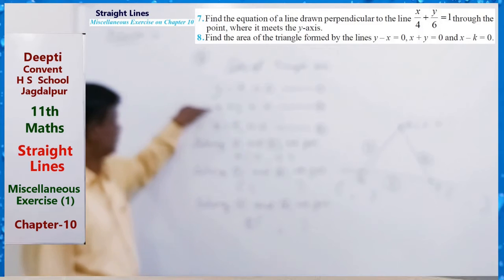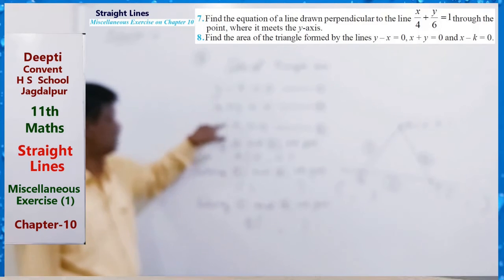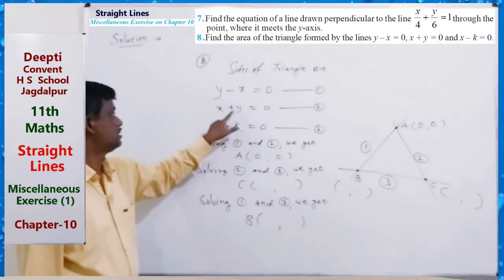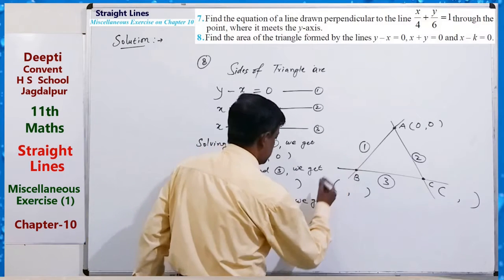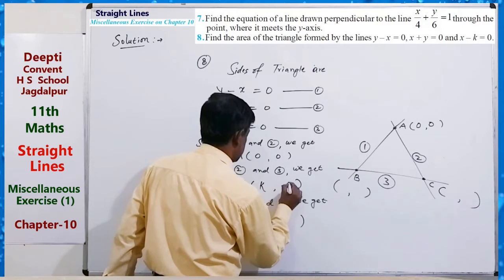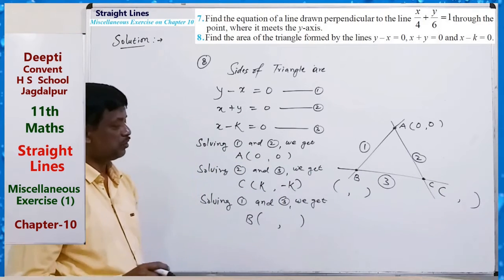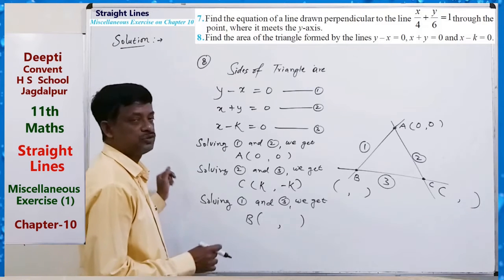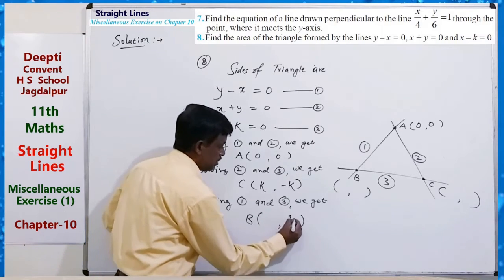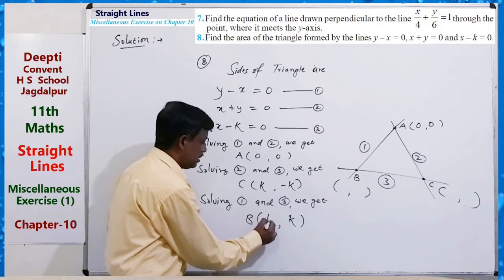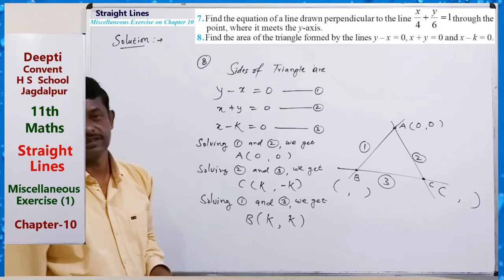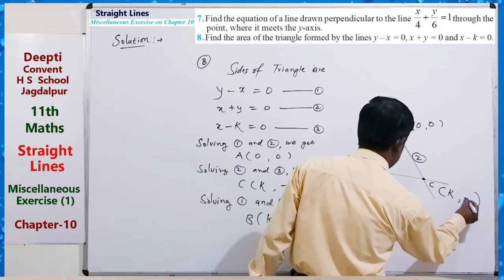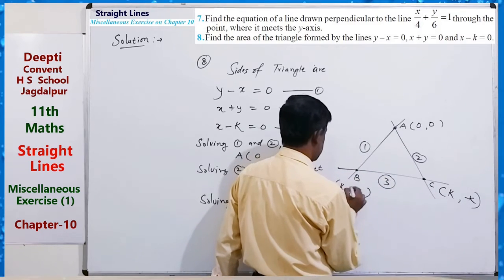Just subtract this minus this. X cancels. So y plus k equals to 0, and y equals to minus k. And y equals to minus k, x equals to k. This point is k, minus k. Another point is by solving these two: just add, x cancels. Y equals to k. Another point is k and also k because y equals x. So this is k, k.